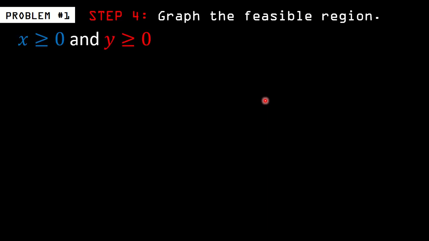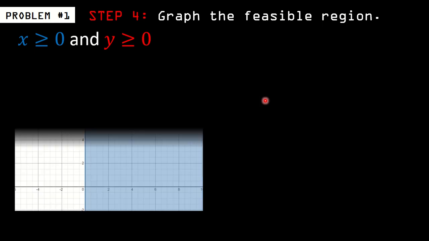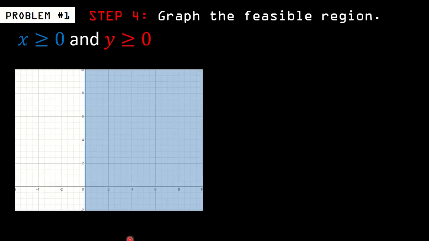And then for the next one, x greater than or equal to 0 and y greater than or equal to 0. So notice, when it comes to the Cartesian plane, the values of x that are greater than or equal to 0, or positive, are in quadrant 1 and quadrant 4. Right? The values of x. So we need to shade the region of the first quadrant and the fourth quadrant here. Okay, so take note of that.